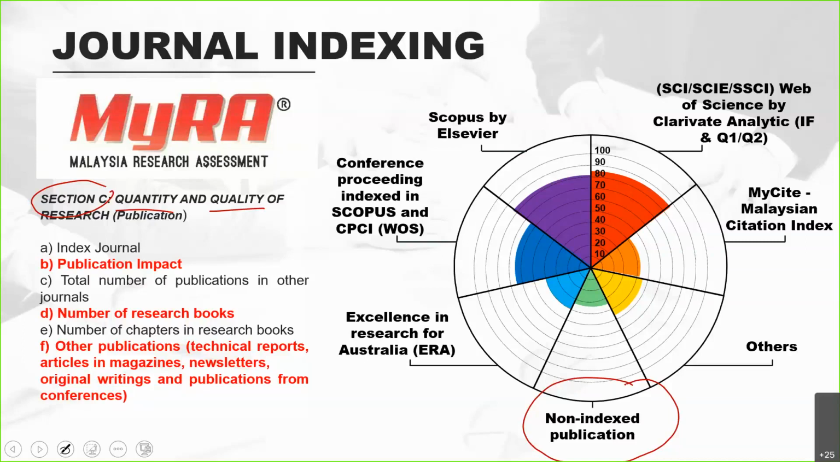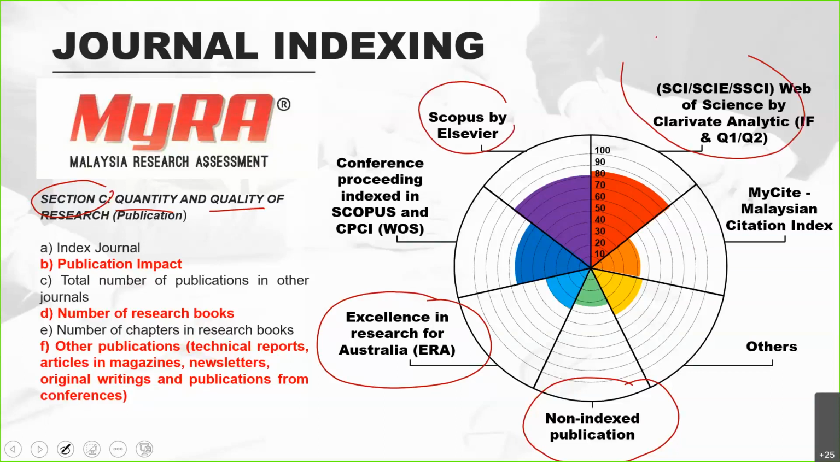Then we have other databases that the government recognizes, especially for social science students and lecturers. For instance, Excellence in Research for Australia. Yes, then you have certain marks. But most of the time, the marks are highly dominated by publication in journals indexed in Scopus, and this one.